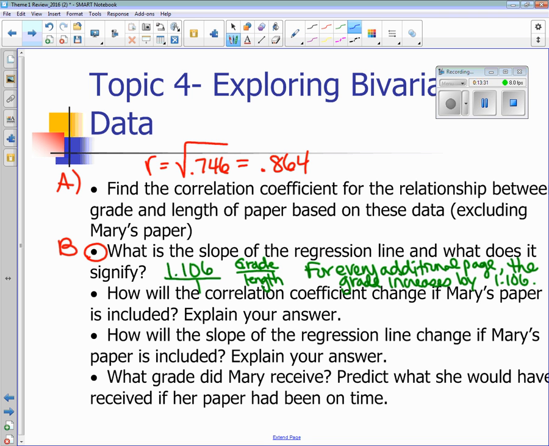Why? Right, so her grade is not in the trend line. It's different than everybody else's, so it's going to decrease the correlation. So the correlation will decrease.